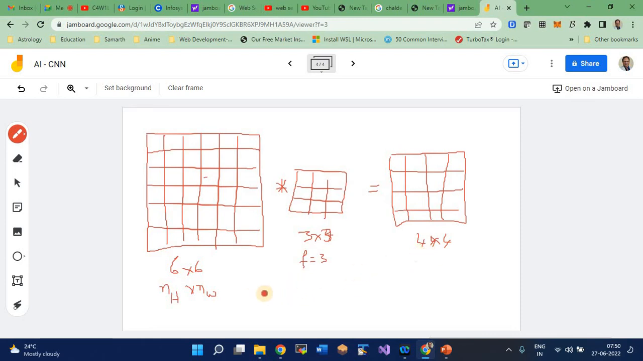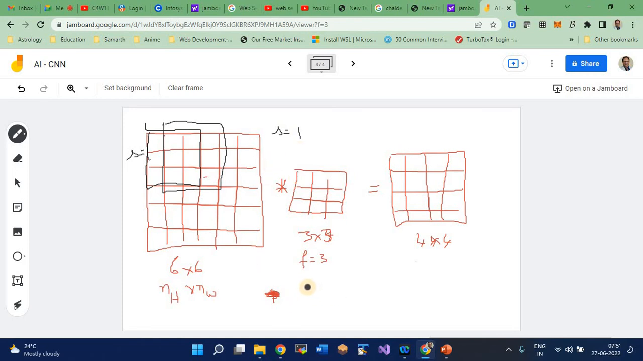Now if you look at it, you got 4, and how much did you stride? You strided only one by one, right? First you had this, then you moved, this is 1, and then you moved only one pixel, right? You moved only one pixel, so you strided only one.